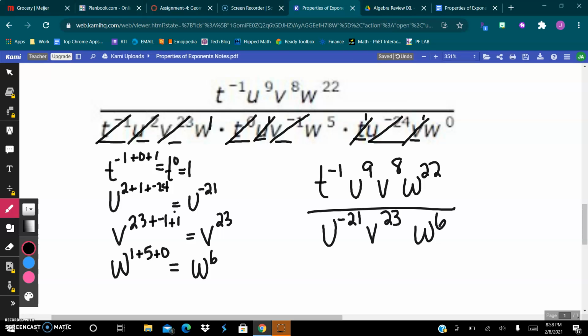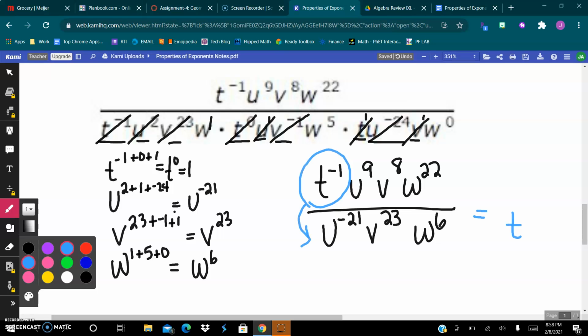So now this is a division problem where we have to subtract. So there's no t's to subtract, so we're not going to do anything with that. But since it's a negative 1, it has to go to the bottom to become a positive 1. So I have t to the first power. It's going to be at the bottom. Then we have u's. We have 9 minus a negative 21. So that turns into 9 plus 21, which would be 30. So that would be on the top, u to the 30th.